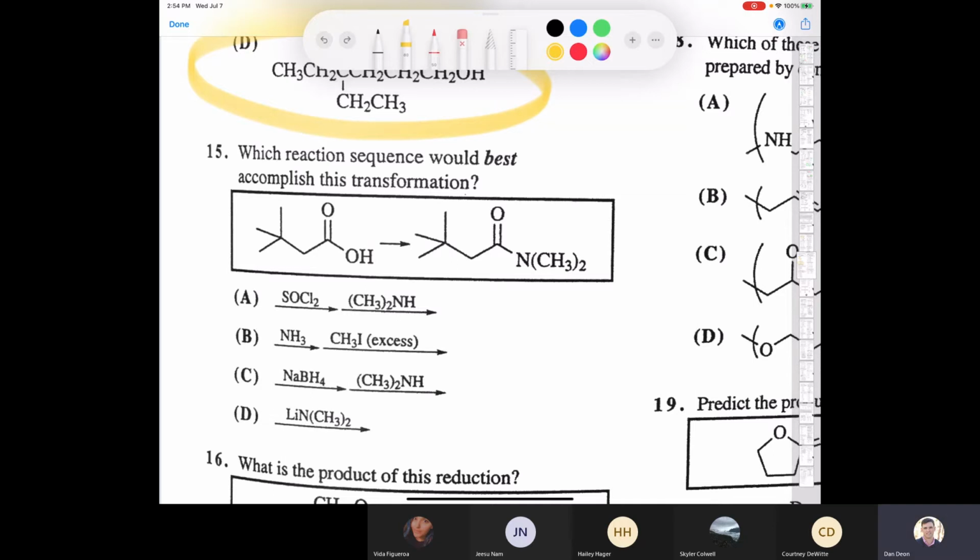All right, this is very similar to a reaction that we looked at already. Yeah, the answer is A, isn't it? Yeah, you're going to make the acid chloride in the first step, and then you use the amine as a nucleophile. It's going to do a nucleophilic acyl substitution, and you're going to end up with the amide.